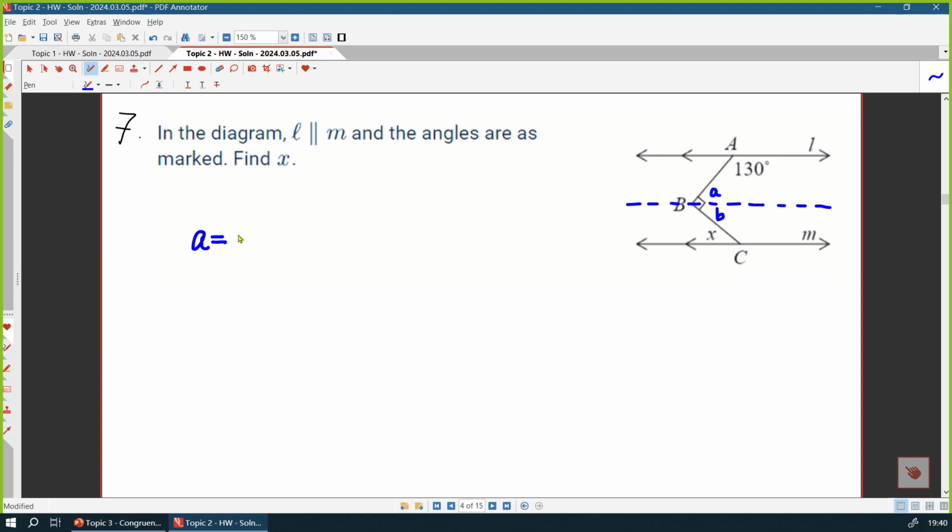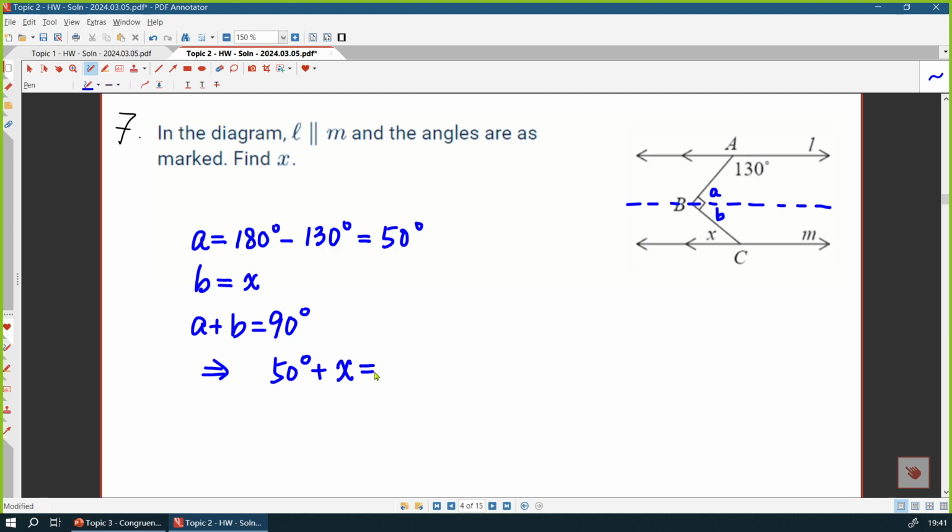Then we know A equals 180 degrees minus 130 degrees, which is 50 degrees, right? And B equals X because these two lines are parallel and the alternate angles should equal each other. Then we know A plus B should equal 90 degrees because we have a right angle here. This gives us an equation in terms of X, which means 50 degrees plus X should equal 90 degrees, right? And this means X must equal 40 degrees.